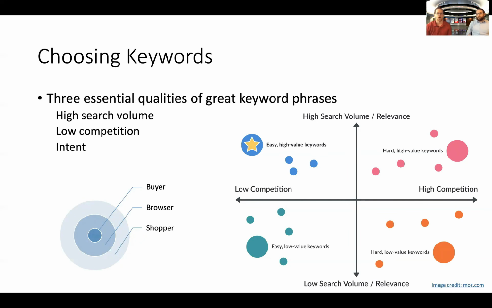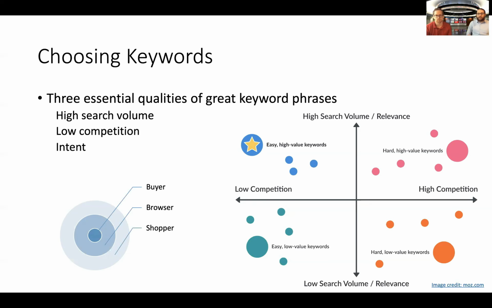If you think about high search volume and relevance, or low competition and high competition, you're going to have lots of different things. So, to go a little bit deeper, let's take a look at the graphics on the slide so that we can get an idea of how search volume and competition work hand in hand.